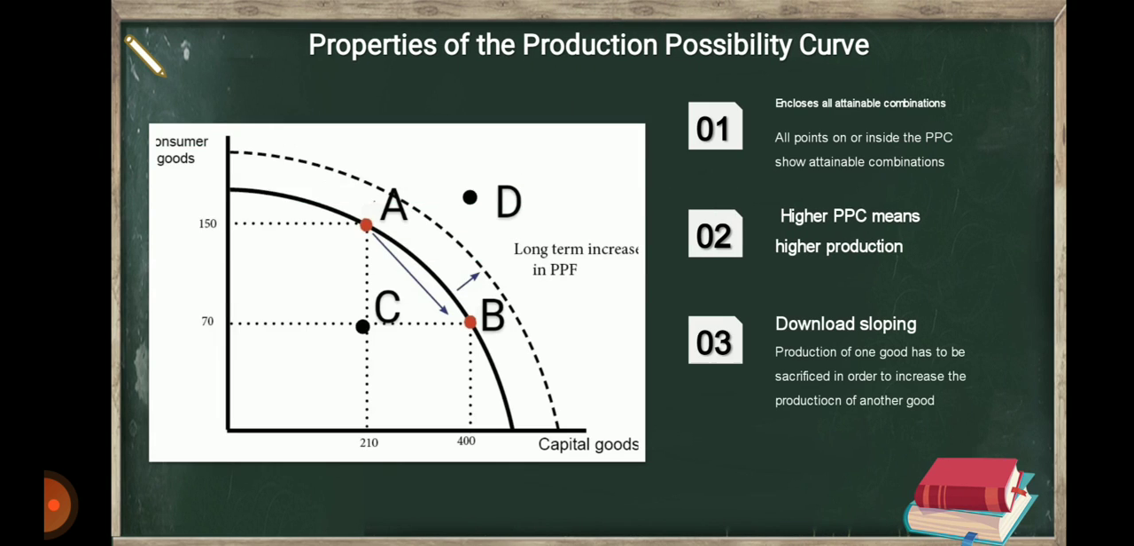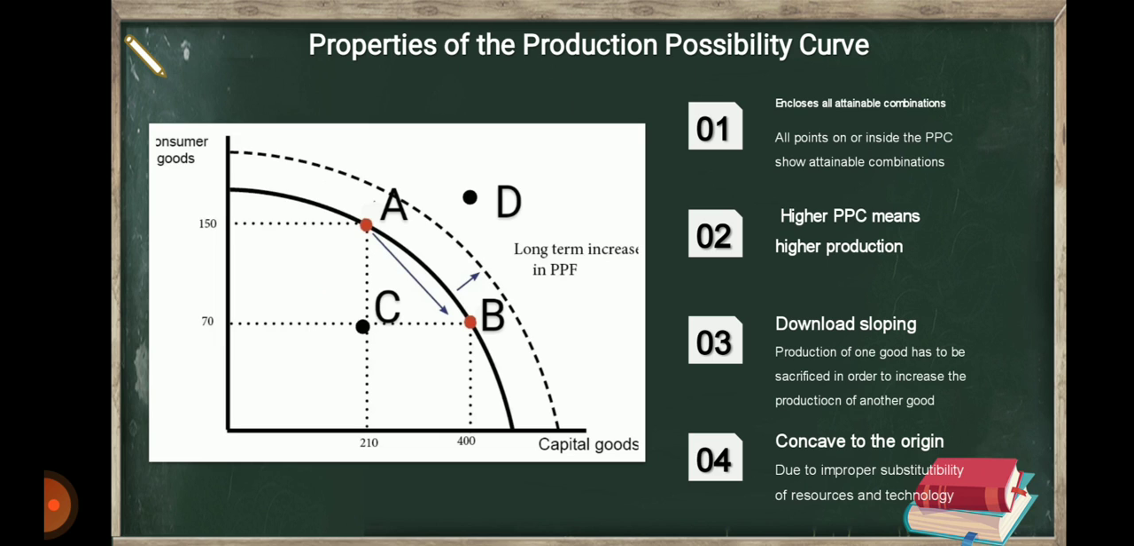Now we come to the properties of the production possibility curve. So what are the properties of the production possibility curve? First, it is downward sloping. See, the resources we have at present and the technology we have at present, they are fixed. So in order to increase the production of one good, we'll have to sacrifice the production of some other good because given technology and given resources. So in order to increase the production of one good, the production of another good must be sacrificed.